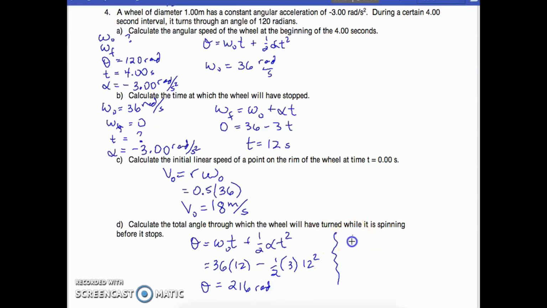We could also have used the no t equation to calculate that same thing, knowing that as it stops, that tells us that the final speed is going to be 0. And the original speed was that 36 that we calculated earlier. Don't forget to square it. And 2 times our angular acceleration is going to be 6. So 36 squared divided by 6, that also gets us 216 radians.